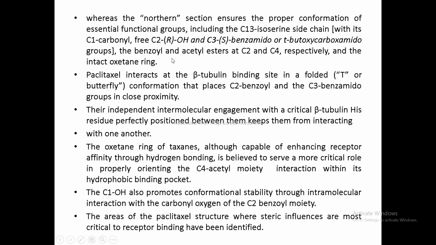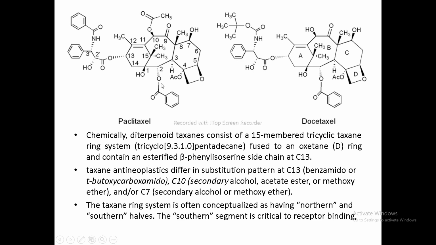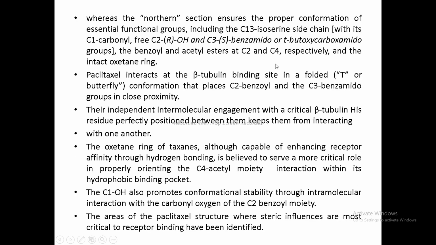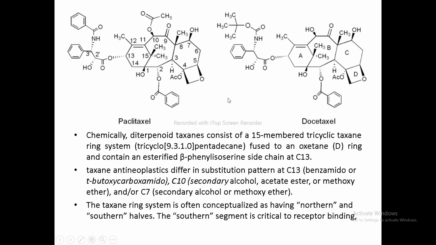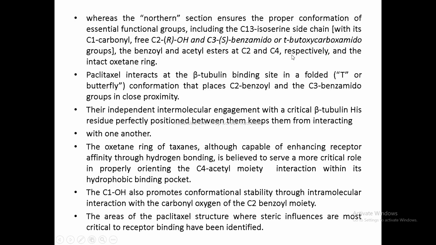Also the benzoyl and the acetyl esters at C2 and C4. So at C2 there is a benzoyl ester, and at C4, over here, an acetyl ester. These C2 and C4 groups are also responsible for binding to the receptor.